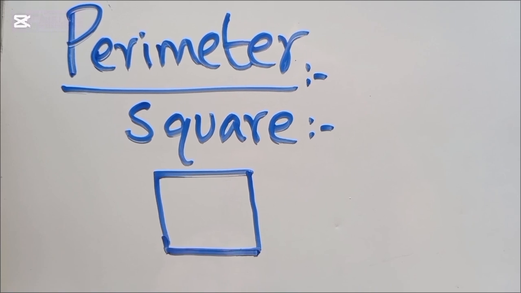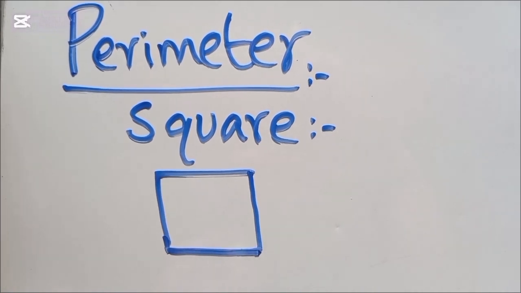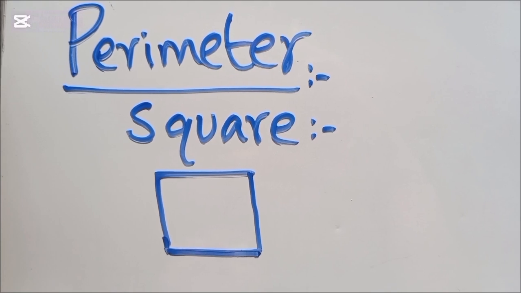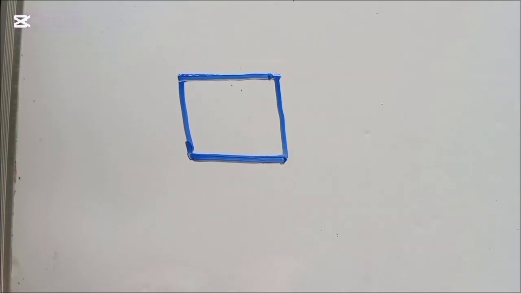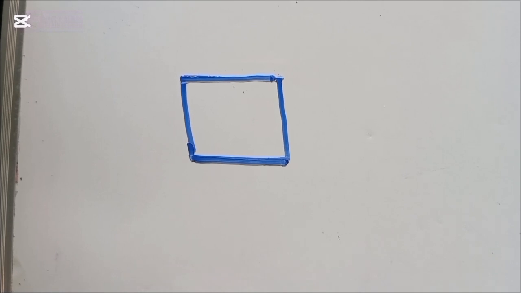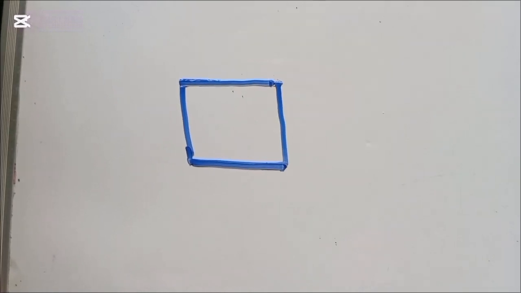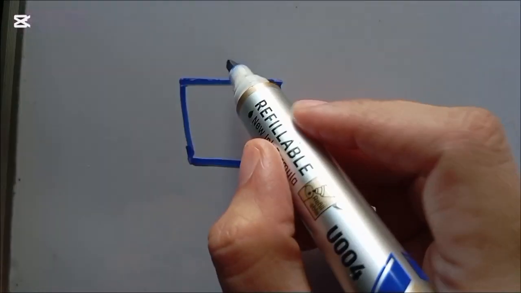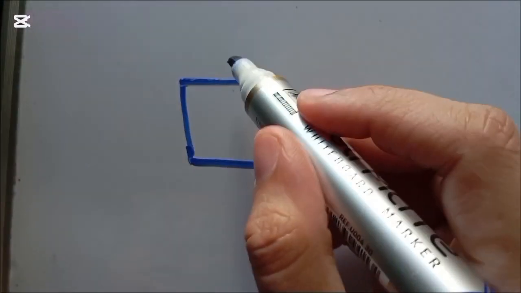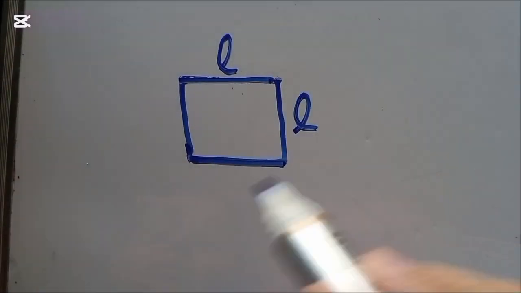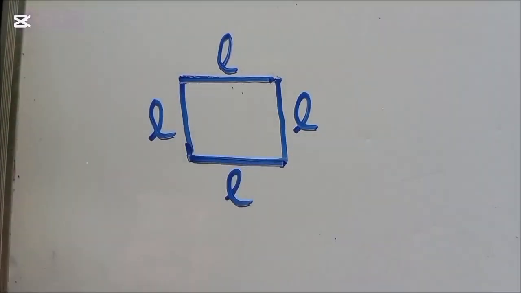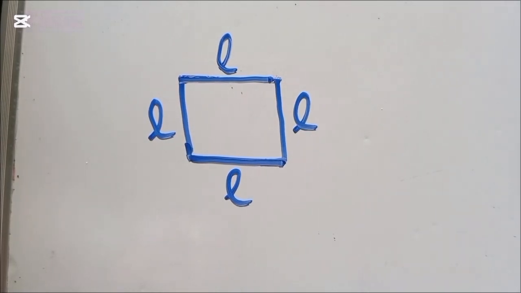Now let's discuss the perimeter of a square. As you all know, a square has all equal sides. So let's discuss what the perimeter will be. We can use the same symbol for all the sides. If I use L for one side, then I can write L for all the sides because the lengths of all the sides are equal for a square.